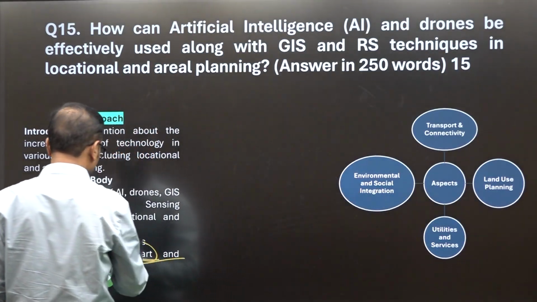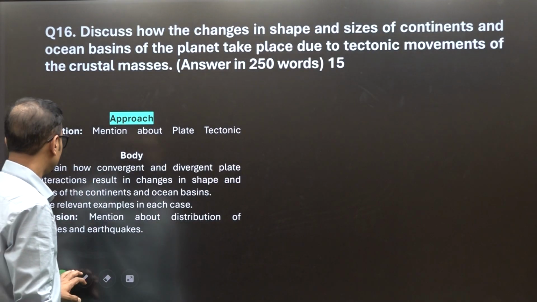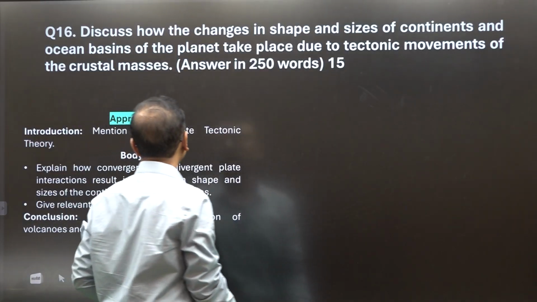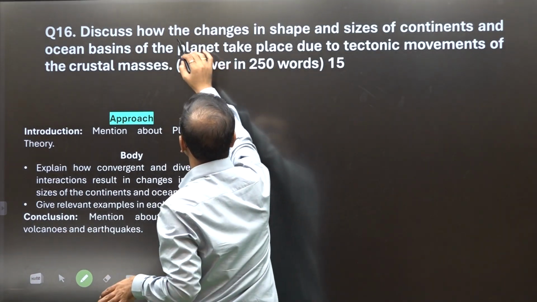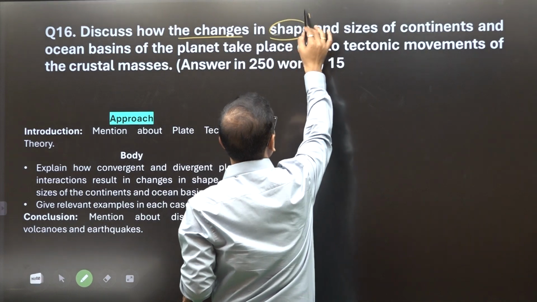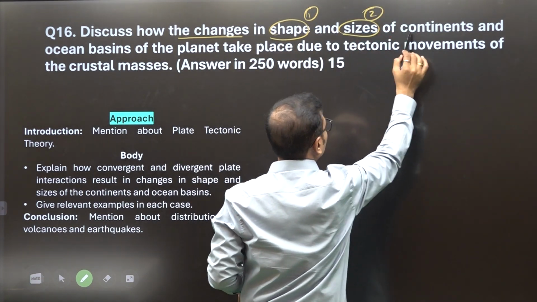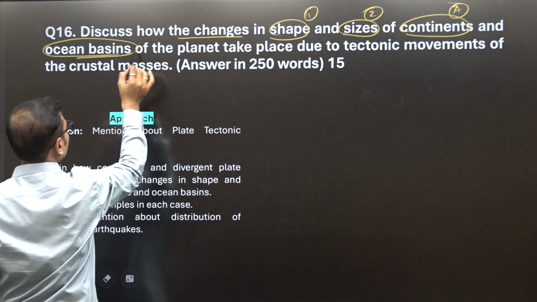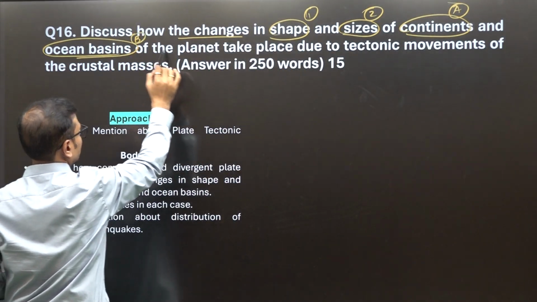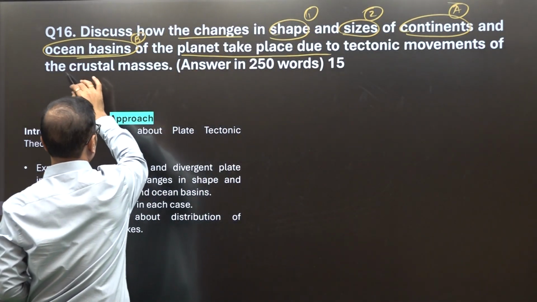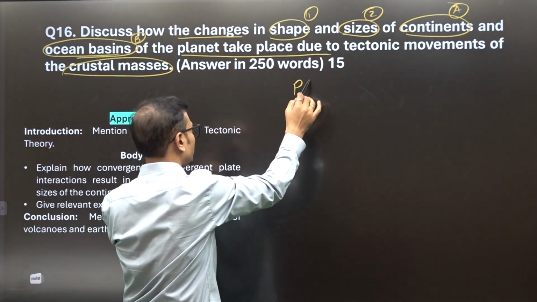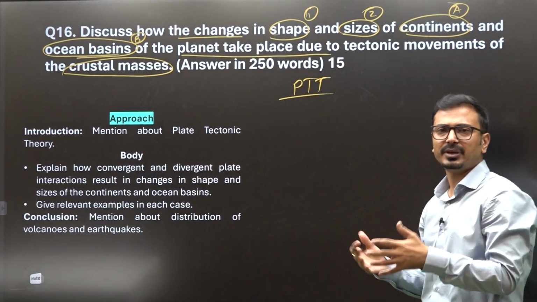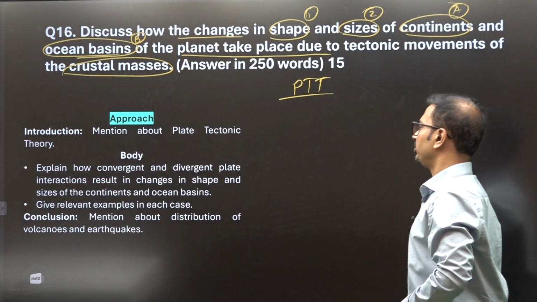Now, the next question. Very standard but applied in nature. If you are able to interpret this question properly, you will get full marks. How do changes in shape and sizes of continents and ocean basins of the planet take place due to tectonic movement of crustal masses? Essentially, it is a question on plate tectonic theory and sea floor spreading; plate tectonic theory will explain all these things.